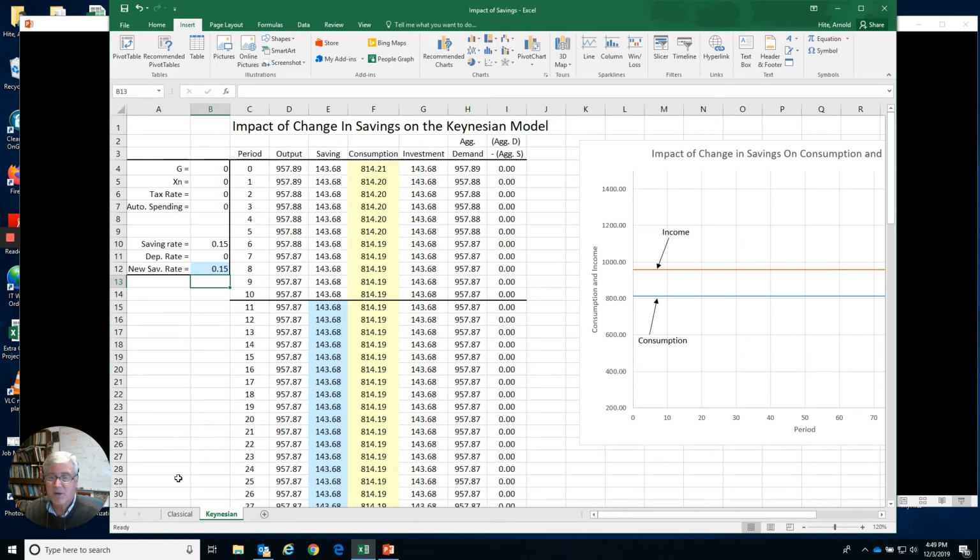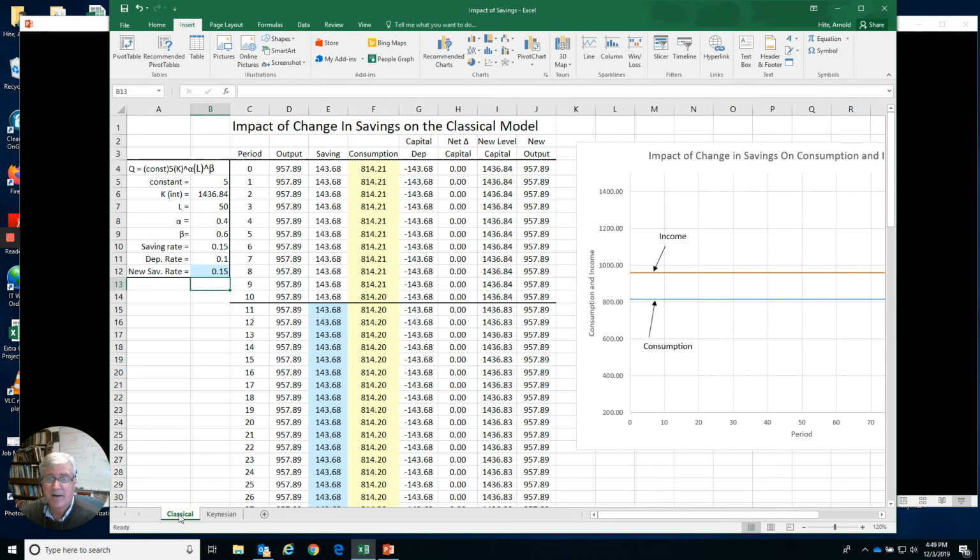Okay, now let's go over and look at the classical model. Now, in the classical model, I'll set these numbers so that they would be the same, so that it would be easy to compare. But in the classical model, we have this production function where the constant is 5. The initial capital stock was 1,436.84. The initial number of units of labor was 50, and alpha and beta were 0.4 and 0.6. So you take these numbers, you stick them into the output function, and you get this. This is output, which comes from this equation right here.